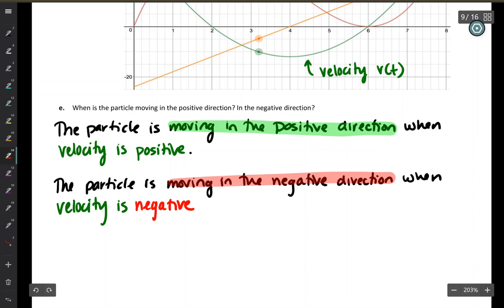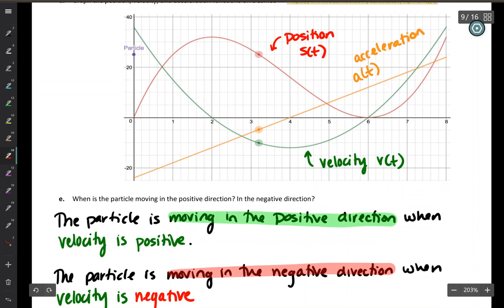Okay, and we do have the graphs here, so we can answer this, but I want to have an algebraic approach as well. So here, velocity is positive. Velocity is the green curve right here. It's above the time axis. It's positive from 0 to 2 seconds, and then it's positive again from 6 to 8 seconds.